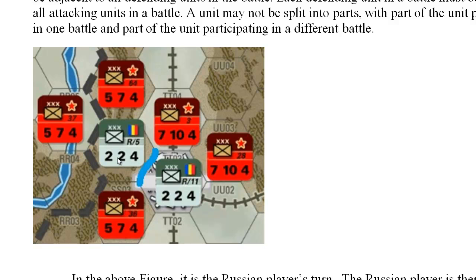He could also say we will have this unit and this unit attack here. That's 15 attack factors against the Russian here, and 7, 14 attack factors against the German here. So there are a bunch of different ways to divide things. All of those divisions are legal.